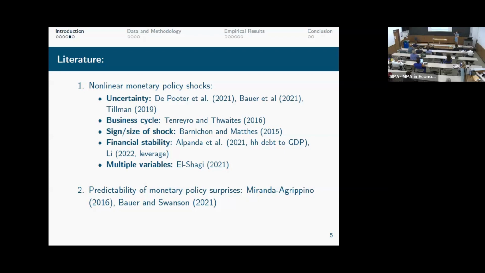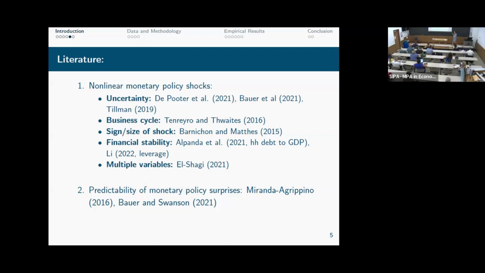In terms of the business cycle, Tenreiro and Twents find that monetary policy shocks are more effective in expansions rather than recession times. Similarly, whether the sign or size of the shock matters is searched by Barnichel and Matthews 2015. There's also another branch of financial stability literature, trying to understand if variables like household debt to GDP ratio or leverage matter in terms of the transmission of monetary policy shocks.